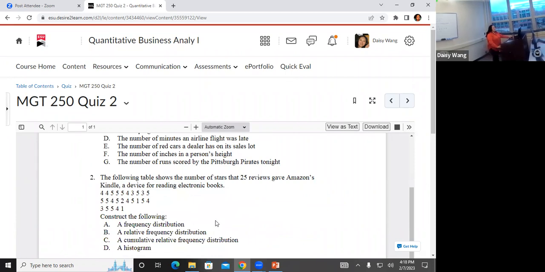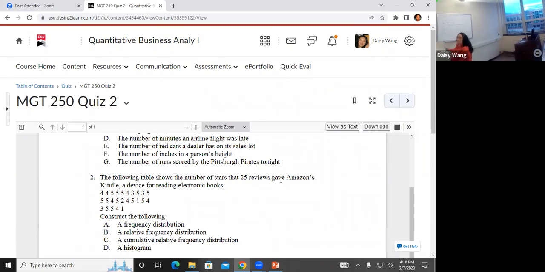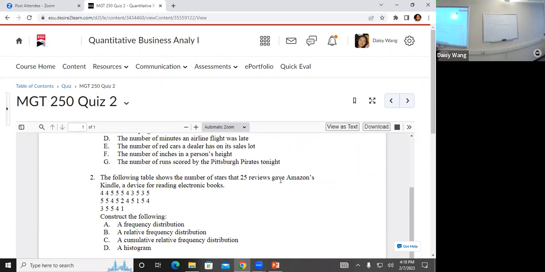So the following table shows the number of stars the 25 reviewers gave Amazon's Kindle. So what's the frequency distribution for this one? Oh, so I have to do this again.